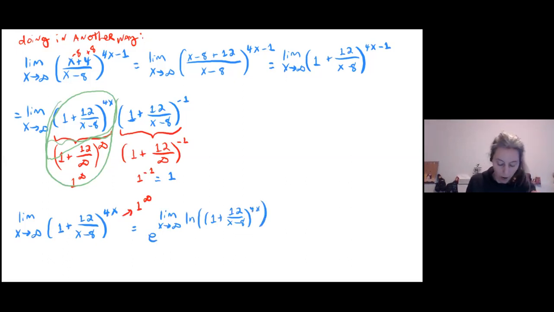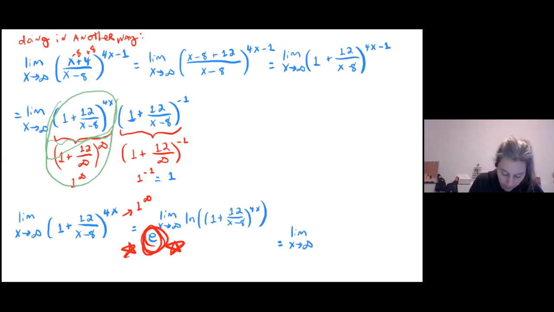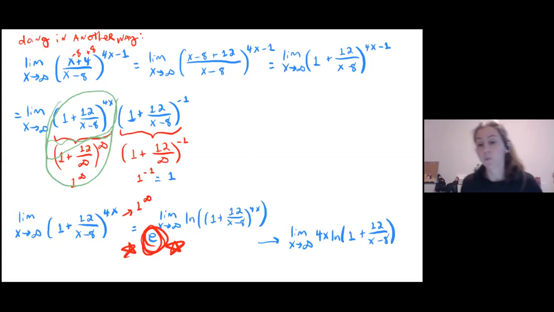We can bring that 4x down. We're going to ignore the e until the end and end up with the limit as x approaches infinity of 4x times natural log of 1 plus 12 over x minus 8. Okay, so this is really the only limit that we actually need to calculate here. So let's go to the next page. The limit as x approaches infinity of 4x times natural log of 1 plus 12 over x minus 8.